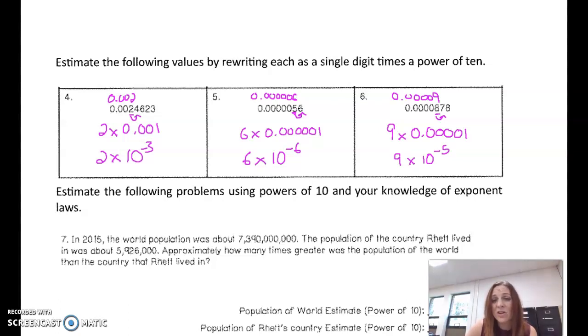So this is the start of scientific notation. And right now, all we're focusing on is estimating to try to figure out the closest power of 10 that these things go to.